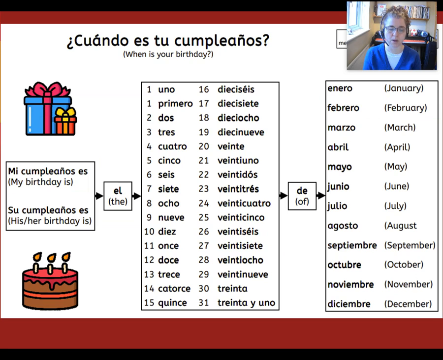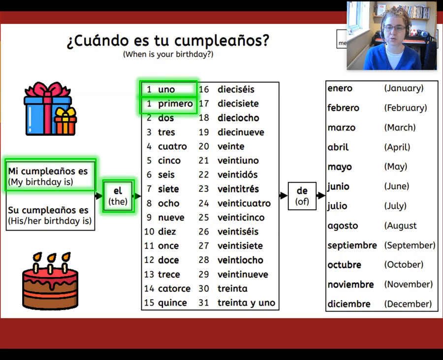And let's have a try of one more. My birthday is the 1st of December. Have you pointed to the words that we need? Let's have a look. Mi cumpleaños es el.